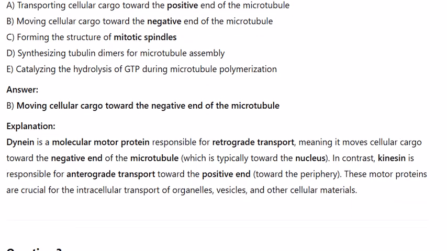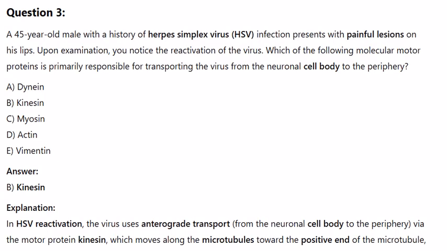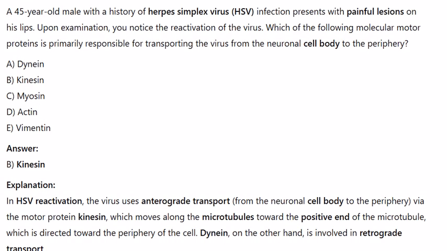Question 3. A 45-year-old male with a history of herpes simplex virus (HSV) infection presents with painful lesions on his lips. Upon examination, you notice the reactivation of the virus. Which of the following molecular motor proteins is primarily responsible for transporting the virus from the neuronal cell body to the periphery? A. Dynein, B. Kinesin, C. Myosin, D. Actin, E. Vimentin. Answer.